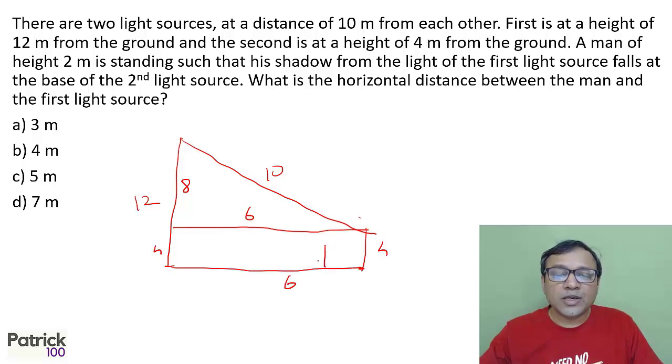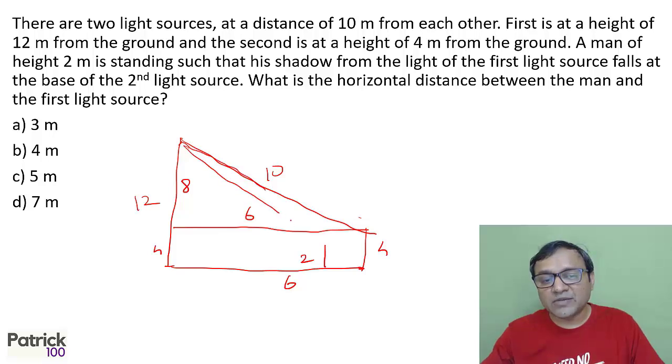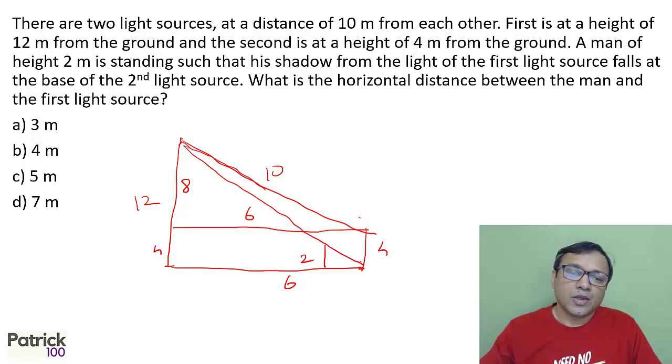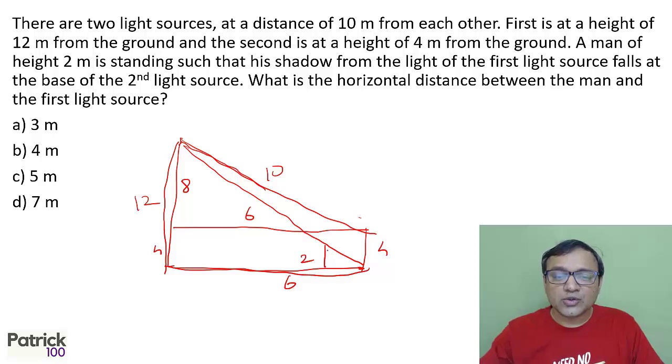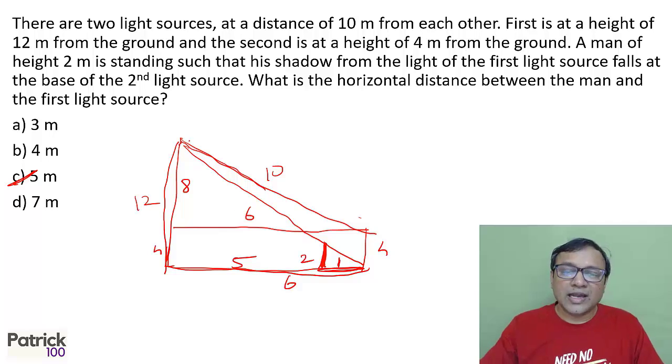So the man who is 2 meter height, his shadow from the first lamp is falling at the base of the second lamp. So if you look at 12 and 6, the height is 12, double of the base 6. So similar triangles, height is 2, so the base will be 1. So the base is 1, therefore between the man and the lamp, the horizontal distance will be 6 minus 1, which is 5. C option.